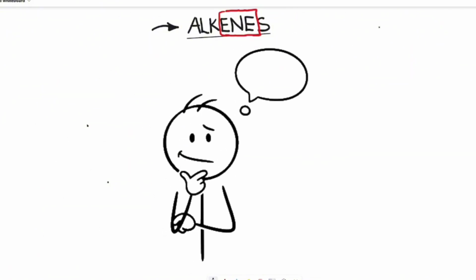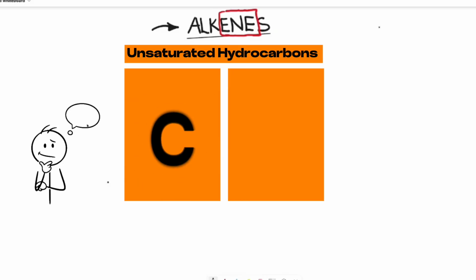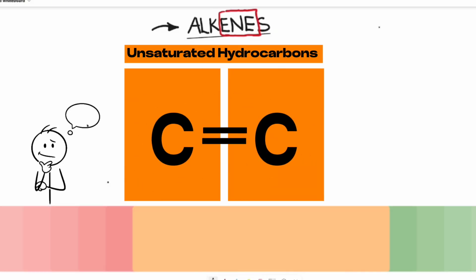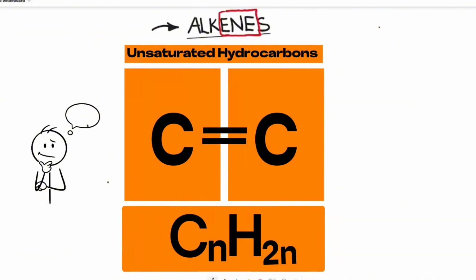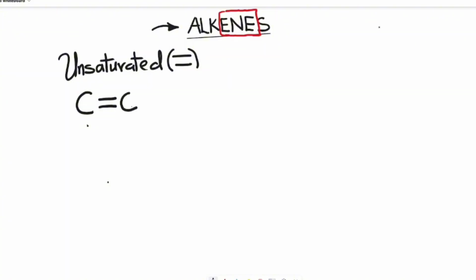Alright, so what are alkenes? Alkenes are unsaturated hydrocarbons with a carbon-carbon double bond, and they have a general formula of CnH₂n. That's all you need to know. Underline the word unsaturated, please. By unsaturated, it means they have a double bond. The ones that have double bonds are unsaturated. The alkenes are the unsaturated hydrocarbons with the carbon-carbon double bond. This is what it means, please.